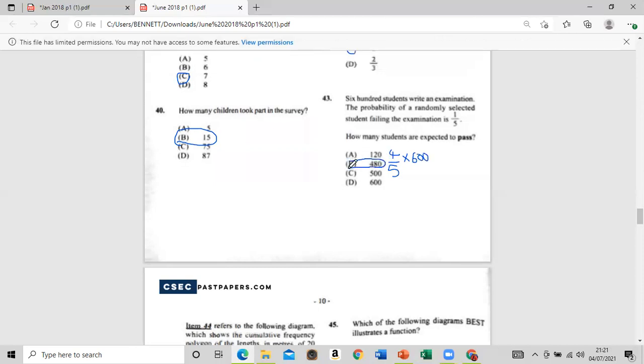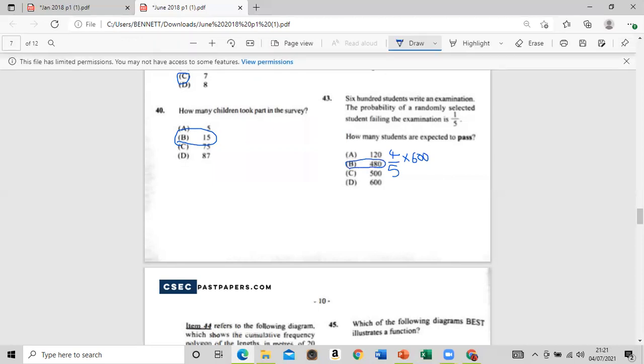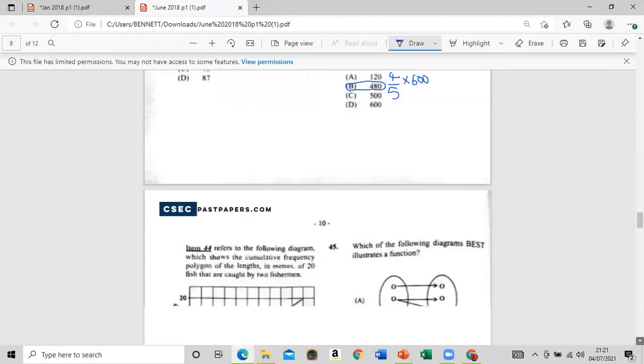Ordinary maths. Come on, guys. Come on. What's happening? What's happening?